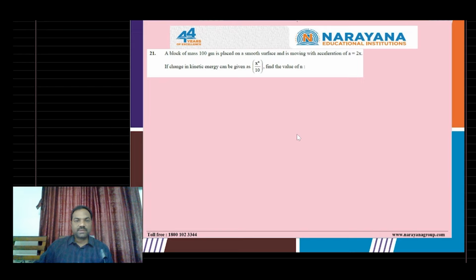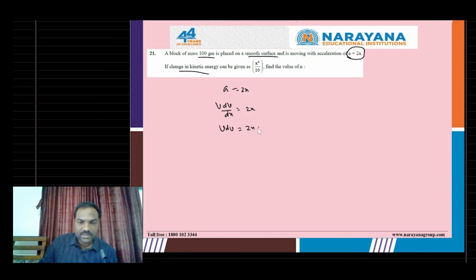So let us see the next question, which is related to mechanics, and variable acceleration is given. There is a mass of 100 grams placed on a smooth surface, moving with an acceleration a equal to 2x. So as acceleration is equal to 2x, we can write down that v into dv by dx, because they are asking the change in kinetic energy. Starting from rest is not given, but still okay. So v dv is equal to 2x dx. Now integrate. Now it is u to v, let us say, then this is 0 to some x, because they are asking in terms of x.